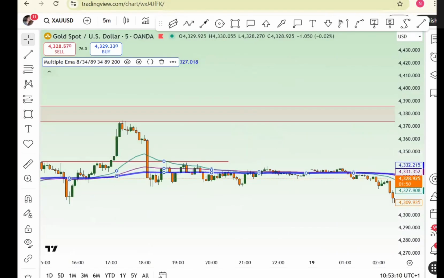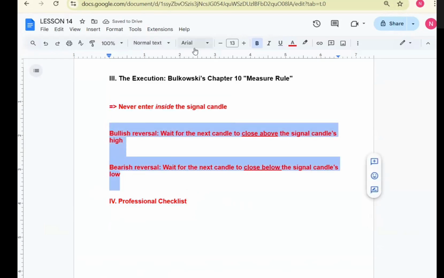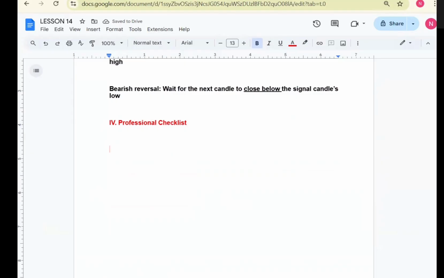And the next part, besides the take profit, now I want to share with you the most important part of today's lesson, the professional checklist. Here is the checklist that you can use to improve your trading skill. You need to remember it, and you can copy it.